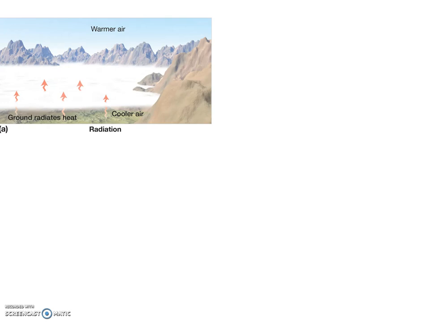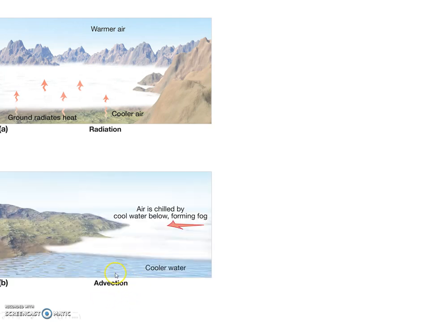Radiation fogs are common over surfaces that are good at absorbing and emitting radiation, such as dark, exposed soil. They are also more common in the wintertime, where you have cool nights. Next, an advection fog. Advection, you might remember, means a horizontal movement of air. Advection fogs occur when moist, warmer air moves horizontally over a cooler surface, either a cooler land surface or a cooler ocean surface.